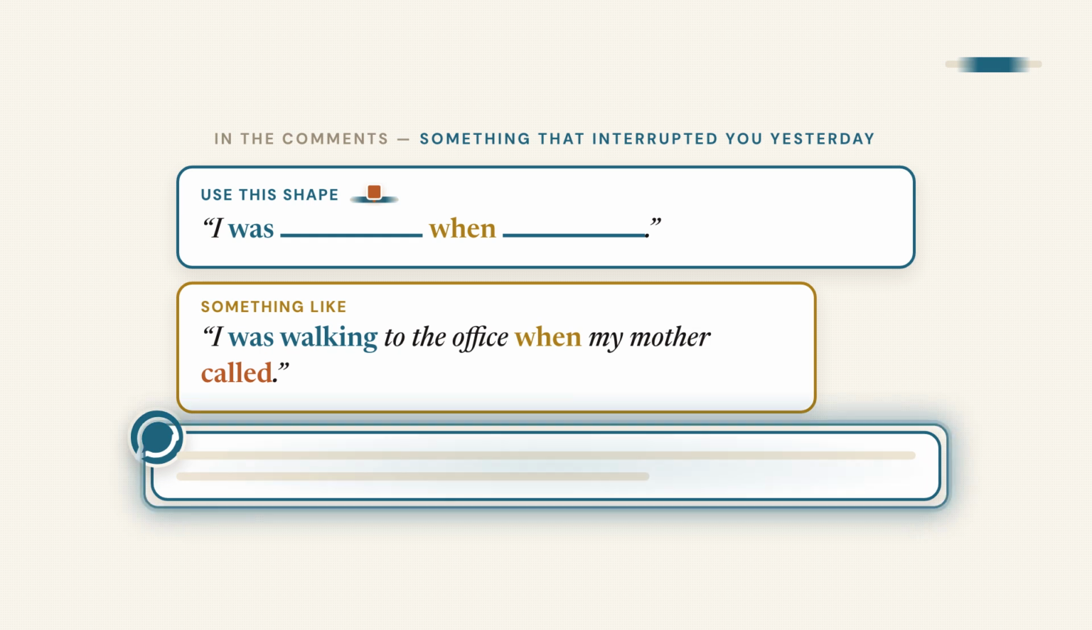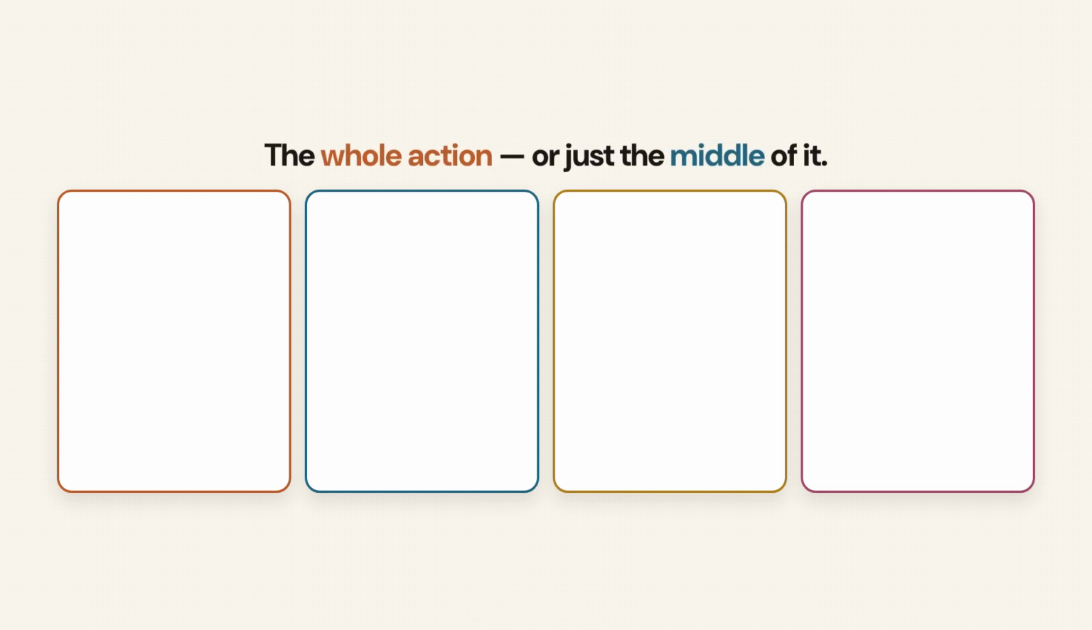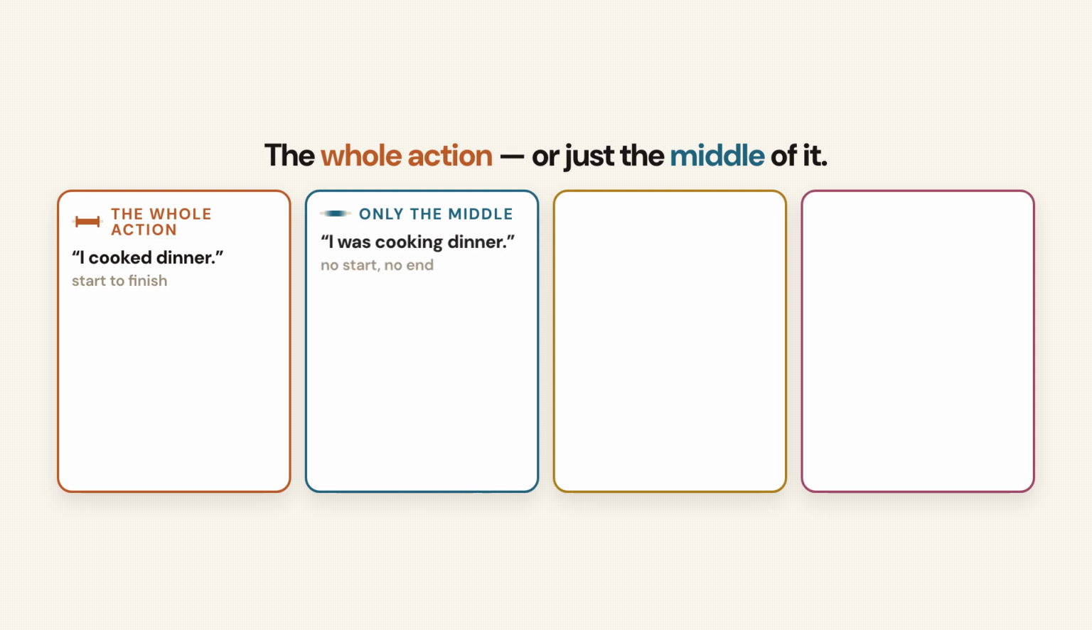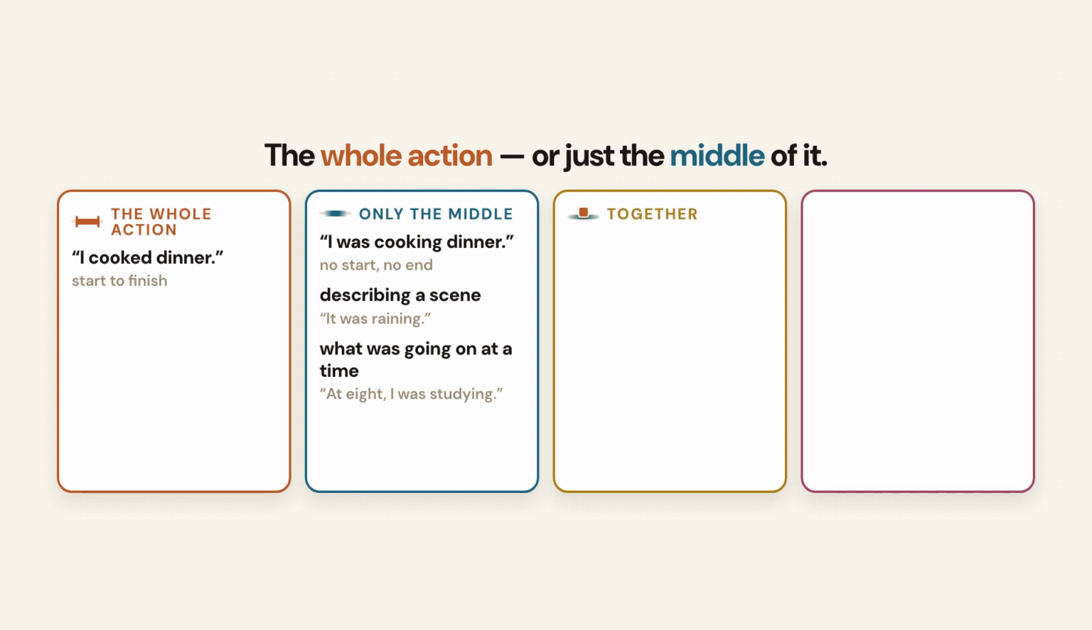Done? Great. Let's put the whole video on one screen. Take a screenshot of this one. The simple past gives the whole action start to finish. I cooked dinner. The past continuous gives only the middle. I was cooking dinner. Use the middle for two things, describing a scene or saying what was going on at a particular time. In one sentence, the middle sets the scene and the whole action drops into it. I was walking home when it started to rain.